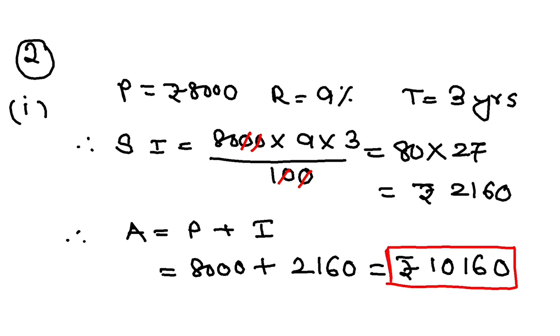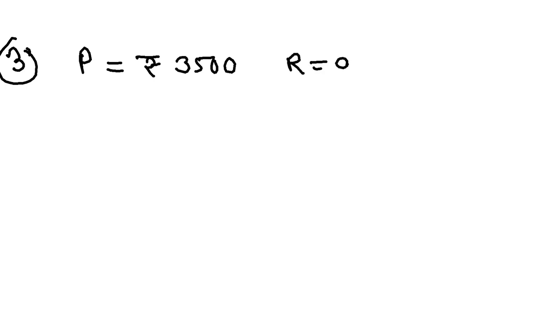Alright. Similarly, question number 2 you can try on your own. Let's go to question number 3. You have to read the question. Samir lent rupees 3,500 to Aman at 9% per annum for 2.5 years. So ultimately the principal that he lent is 3,500, and the rate is 9%, and the time is 2.5 years. So how much money did he receive at the end of the specified period?